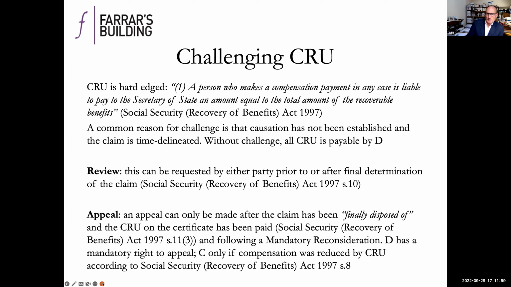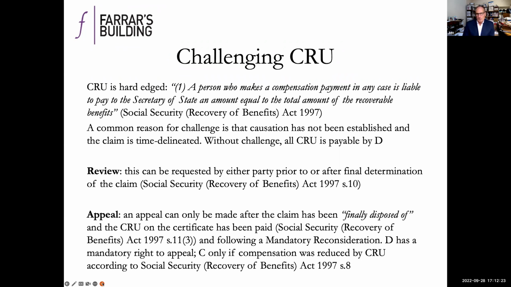A person who makes a compensation payment in any case is liable to pay the Secretary of State an amount equal to the total amount of the recoverable benefits. And that's it. So that's what will happen and must happen and will be enforced against the compensator in the event of non-payment. And that, of course, is subject to the question of challenge.